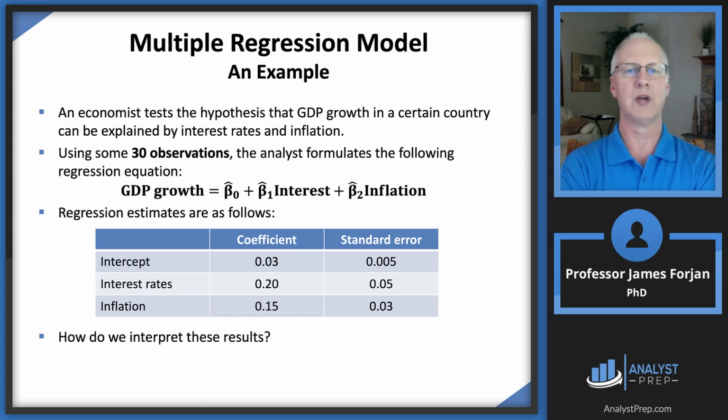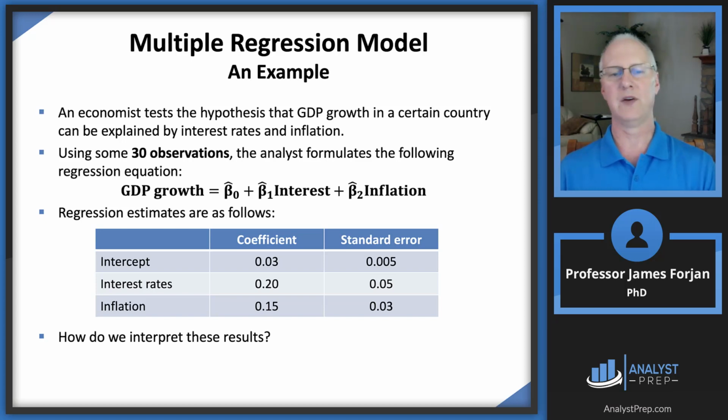All right, let's take a look at our example. Once again, from last chapter, we have GDP growth, and then on the right-hand side, we're going to have some measure of interest rates, but then we're going to add a second independent variable. Let's call this a measure of inflation. So we're going to use 30 observations, and we go into Excel or some other software program, and we get coefficients. So there's the intercept, 0.3, interest rates 0.20, and inflation 0.15, and the standard errors are over on the far right column.